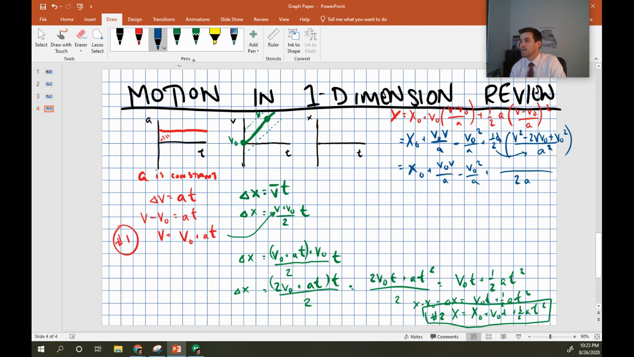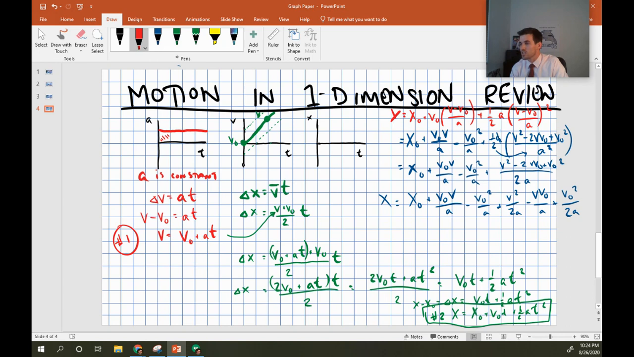I moved the 2 inside, and so I can just say v squared minus 2v v naught plus v naught squared. And then the last thing is I'm going to break these up into separate terms, and then I'm going to start canceling some stuff and cleaning up this giant mess. This is all equal to x. V naught v over a minus v naught squared over a. And then this would be plus v squared over 2a minus, this would be 2v v naught over 2a, but I could just write it as v naught v over a, and then plus v naught squared over 2a. Lovely.